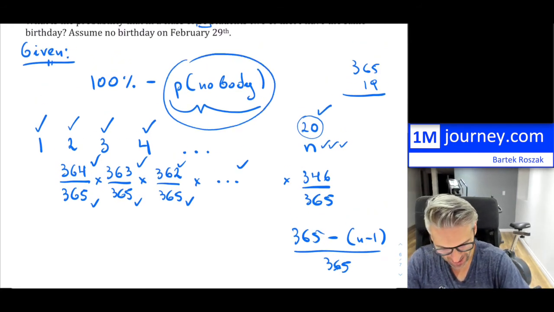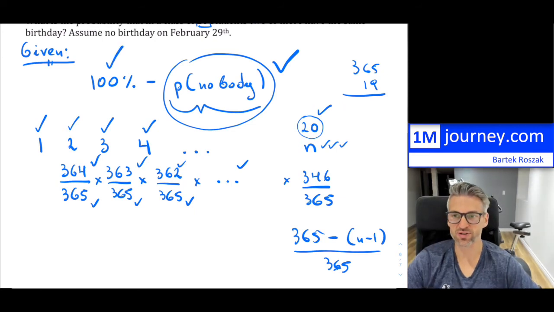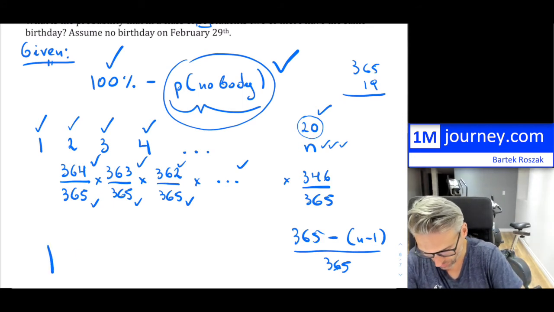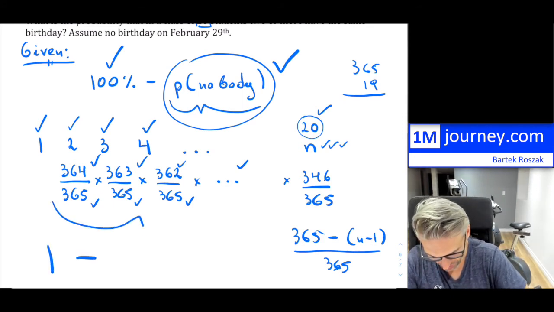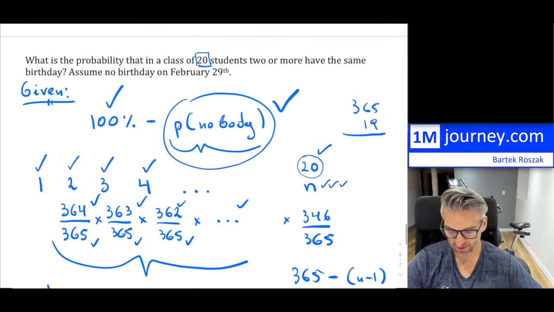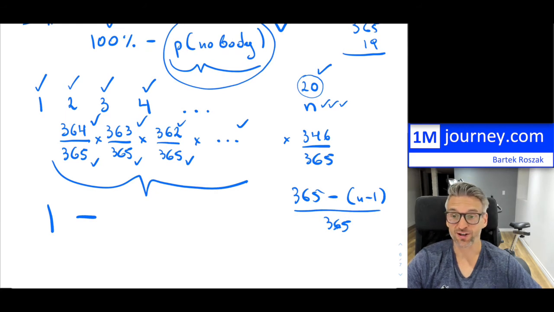Once you have that, you can subtract it from the 100%, or 1 if you're keeping it all as a fraction. So it's going to be 1 minus all of this, and you get the probability of 2 or more people having the same birthday, which is kind of neat. I'm going to do the calculation for you just so that you have it, but I'll do it in fast forward fashion.